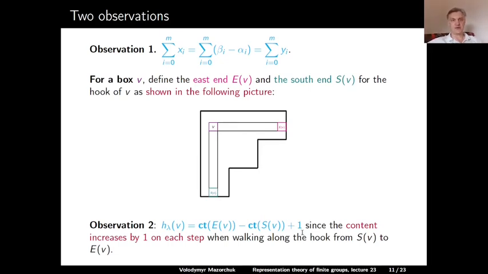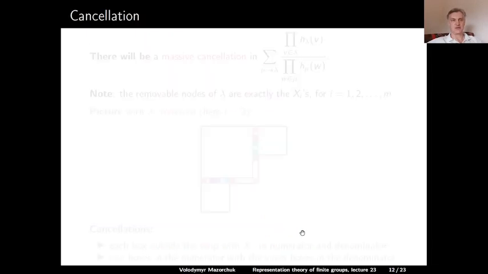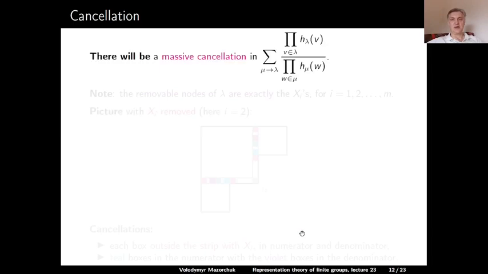With these two observations at hand, let us now proceed with computations. So the main point is that we have to analyze the expression, the sum over all mu arrow lambda. In the numerator, we have the product of hook lengths of all boxes in lambda divided by the product of the hook lengths for all boxes in mu. And the main point is that there will be a huge cancellation in this product.